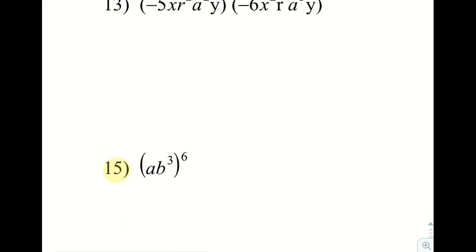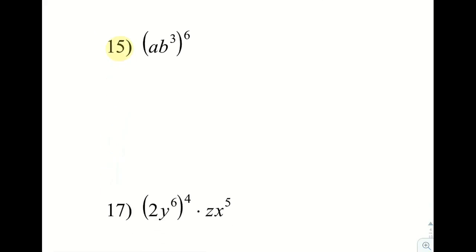Let's go ahead on down to number 15 here. We are going to have a power of a power. We're going to do this 2 different ways. We're going to do it the long way first, and I want you to write it out the long way because you'll see that, and then I want you to see the shortcut so that you can save time on some of these problems if you learn that shortcut. So we have ab to the third all to the power of 6.